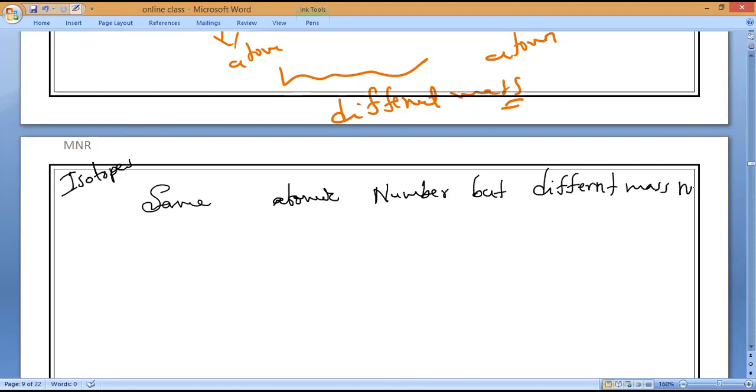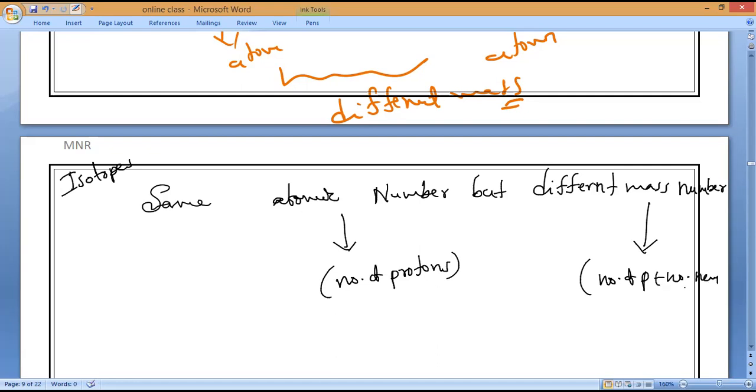Understanding different mass number. Remember, atomic number is decided by the number of protons. We will study the number of protons in this chapter only. Mass number means number of protons plus number of neutrons. Remember, the number of protons in a given element cannot change, but the number of neutrons can vary.